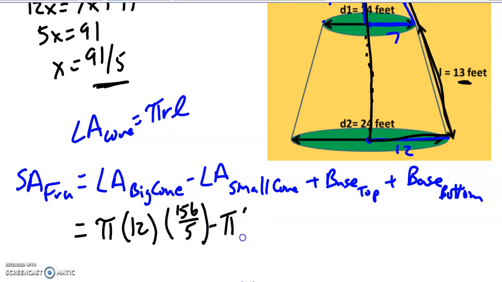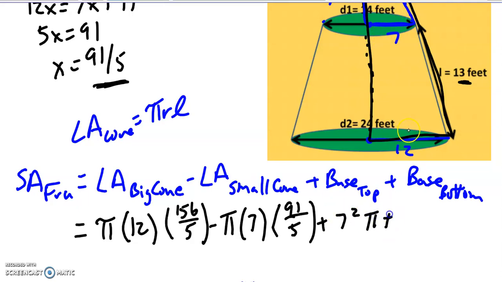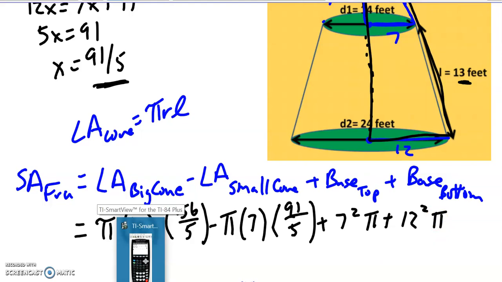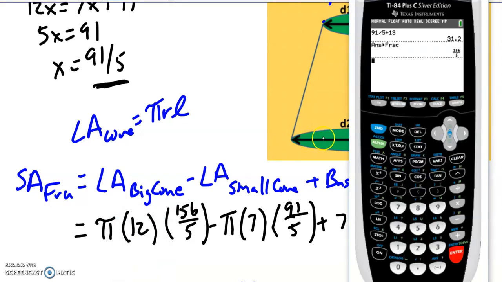Minus pi, the radius of the smaller cone is 7, and we know the slant height here is 91 over 5. Plus area of the base, so that's the top base is going to be pi r squared, so 7 squared times pi. Bottom would be 12 squared plus pi. And now I can plug in the whole thing in my calculator, and I'm just going to do the numbers. I'm going to leave pi out right now.